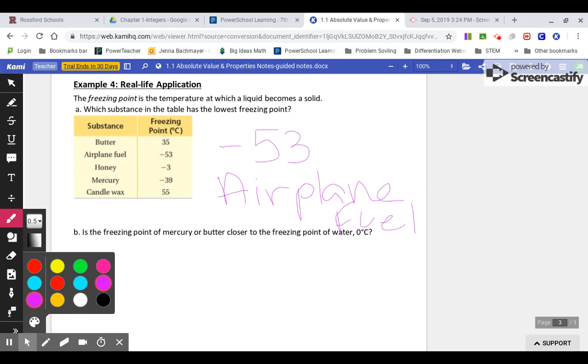Okay, is the freezing point of mercury or butter closer to the freezing point of water, which is at 0 degrees? So which one is closer to 0? So we have mercury, which is at -39, and butter, which is at 35. So which of these is closer to 0? The answer to that would be 35, because it's only 35 spaces away from 0, whereas -39 is 39 spaces away from 0.